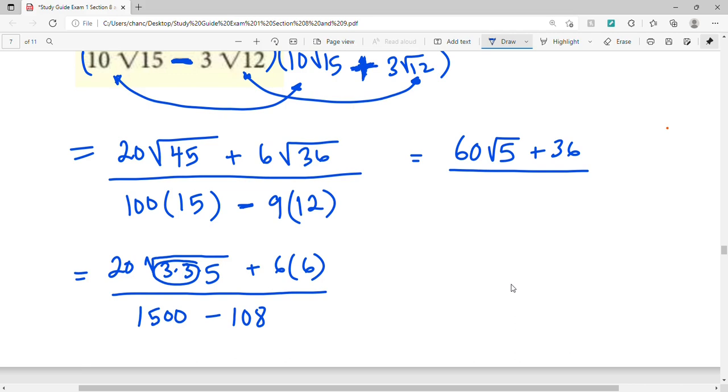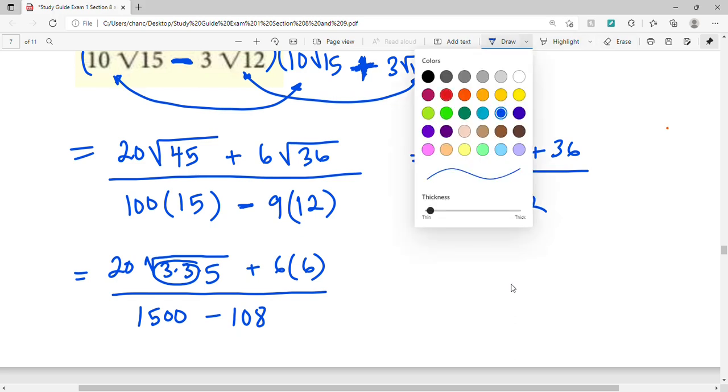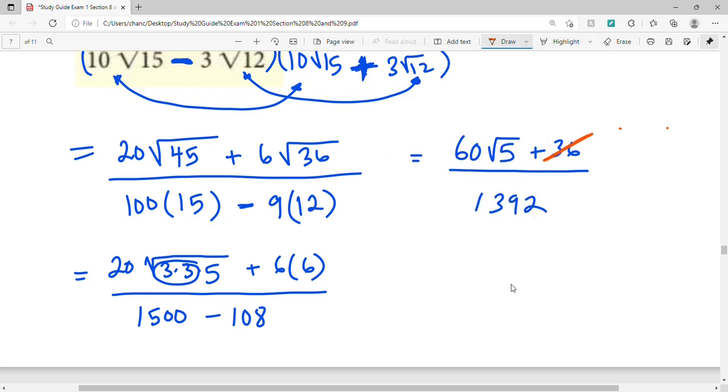1500 minus 108 is 1,392. Now, some students might stop right here, but you can simplify further. We can check that each of these has a common factor of 12. So we can reduce this to our final answer.